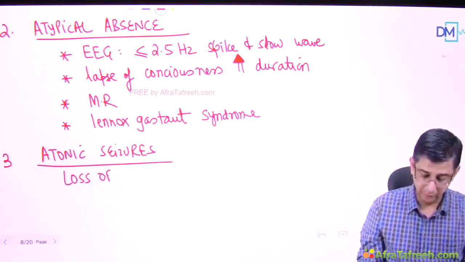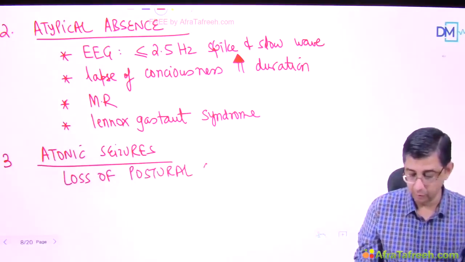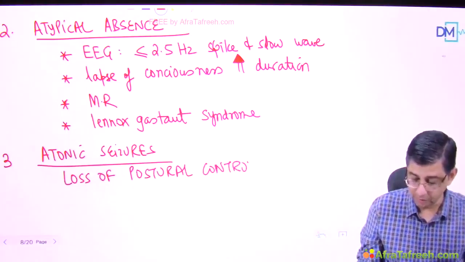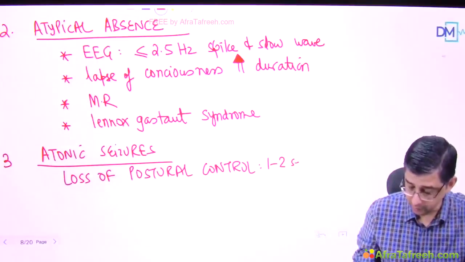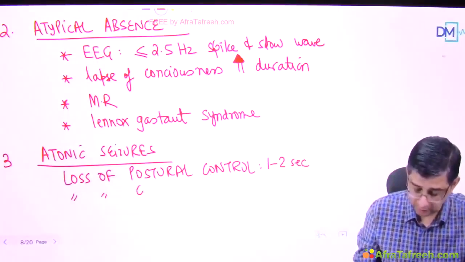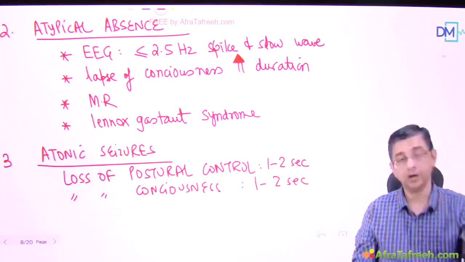The textbook will say the words loss of postural control. In the previous one, I was highlighting postural control is maintained. It is consciousness that is impaired in the patient. Here, there is loss of postural control for 1 to 2 seconds as well as loss of consciousness for the same duration. That is why injuries can be substantial in these patients.